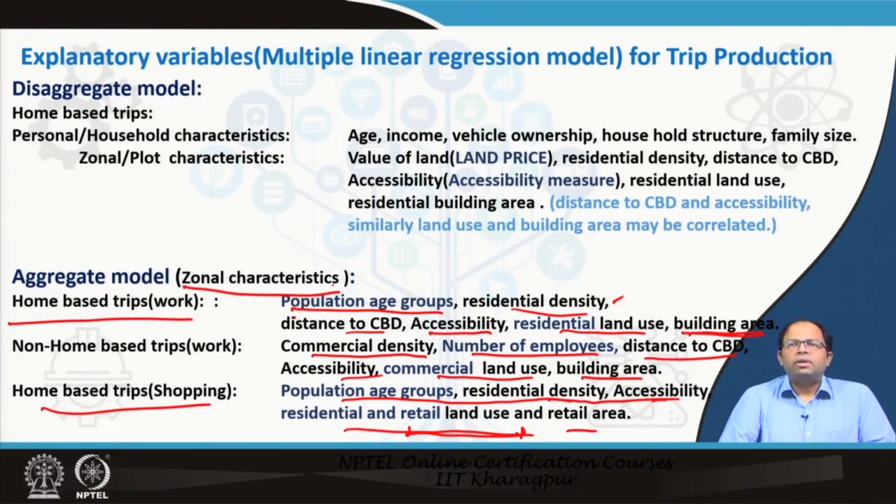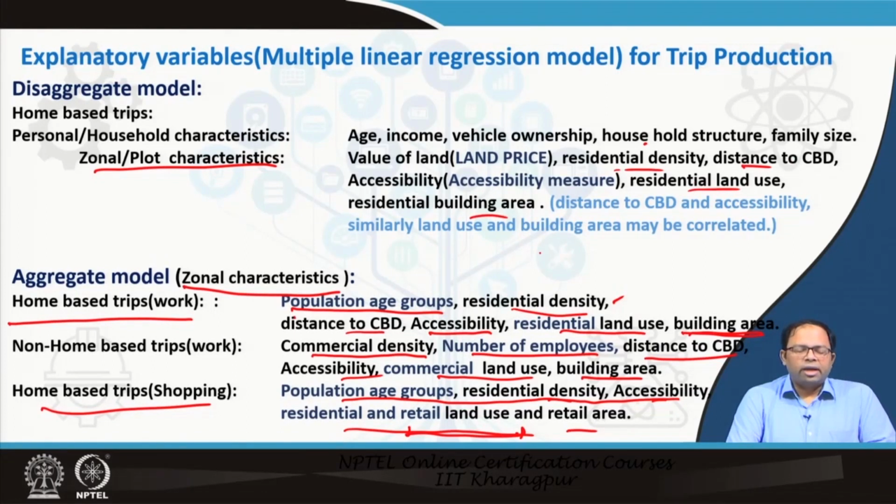Now, similarly, we can also have a disaggregate model where we predict the total number of trips based on different household types. So, in that case, for home based trips, personal or household characteristics and zonal characteristics can play a role. So, personal household characteristics could be age, income, vehicle ownership, household structure, family size. This may play a role in determining the number of trips that result from a particular type of household, or it could be value of land, land price, residential density, distance to CBD, accessibility, residential land use, residential building area.